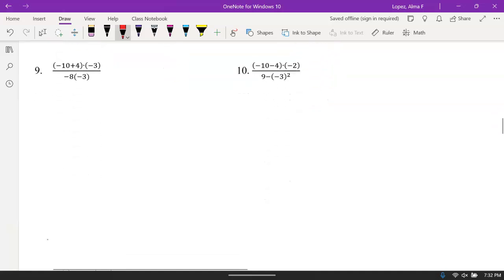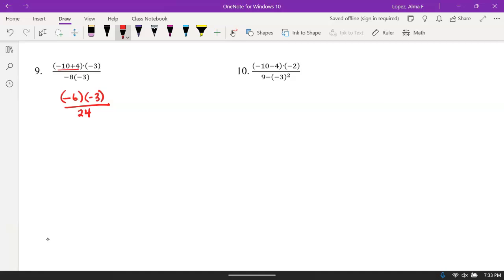I think I have another one. Let's see. If I have a fraction, that means I do order of operations on the top and then order of operations on the bottom. On the top, I've got this grouping symbol, so I'm going to do the negative 10 plus 4. That's a negative 6. That's going to be multiplied onto negative 3 in my next step. In the denominator, I have a negative 8 times a negative 3, which is a positive 24.